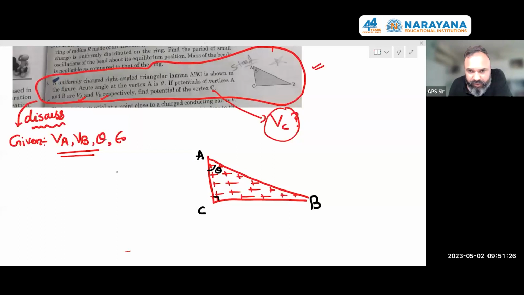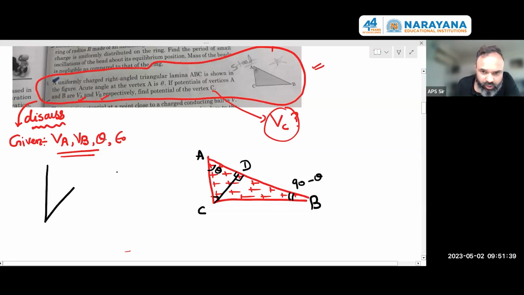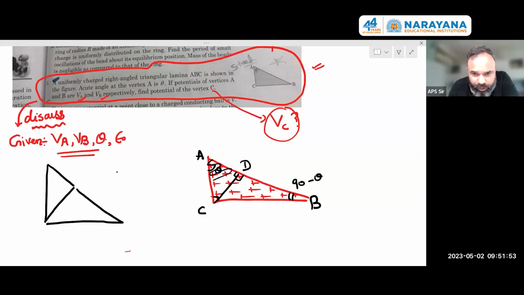Do one thing. You drop a perpendicular from C and call this point D, and then focus on these two triangles, ADC and DBC. Just focus on that. What I am trying to do is derive the potential because of this guy here, and I'll use the principle of superposition. So body 1, body 2. I'll write it as V1 plus V2 and get my answer.